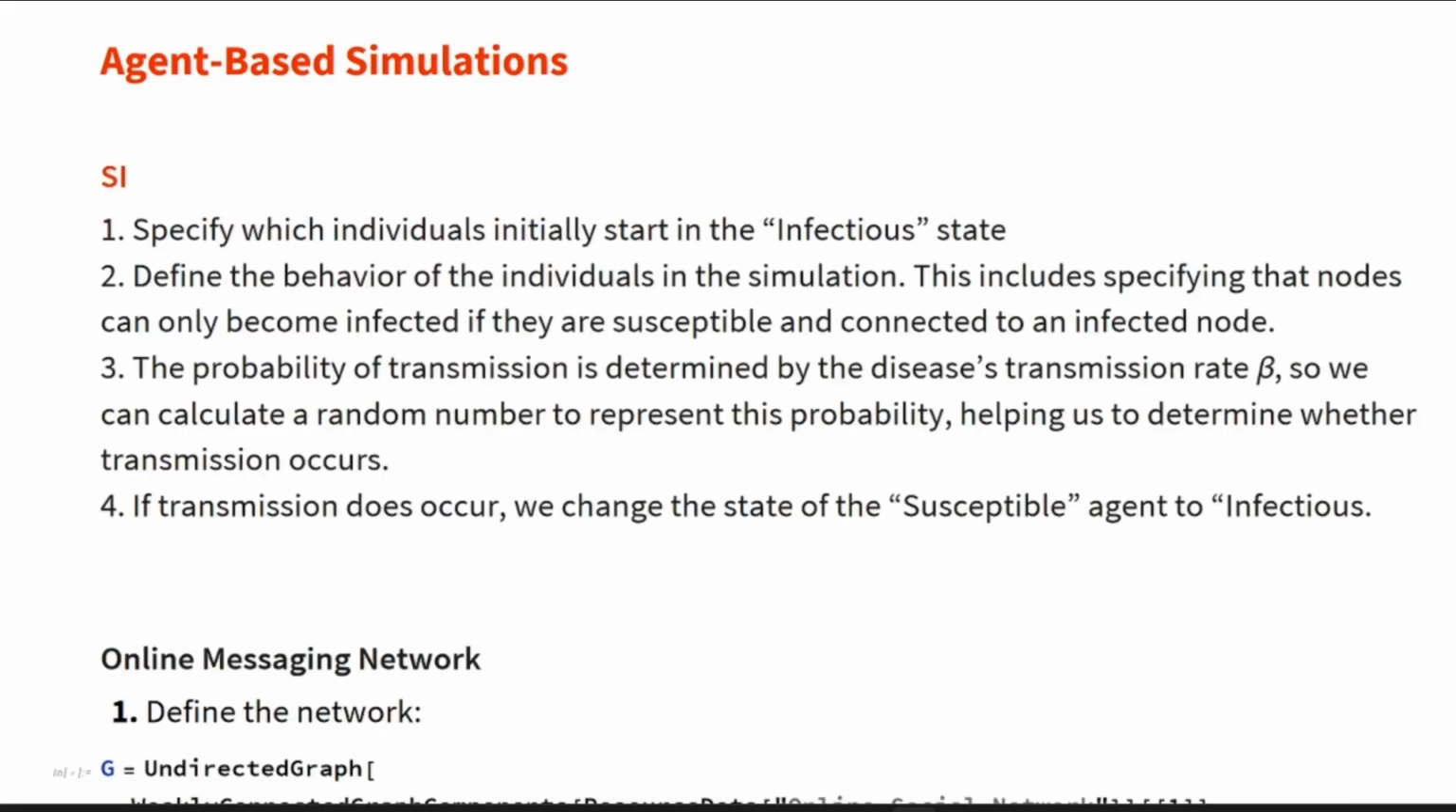Now let's take a look at how the simulation for the SI model works within the agent-based framework. We need to specify which vertices initially start in the infectious state. Next, we define the behavior of the agent in the simulation. We can calculate a random number to represent the probability, helping us to determine whether the transmission occurs or not. If the transmission occurs, we change the state of the susceptible agent to infected.